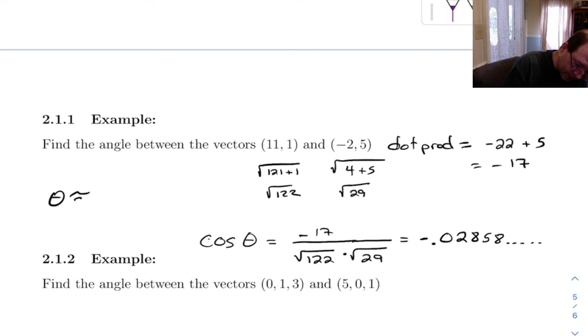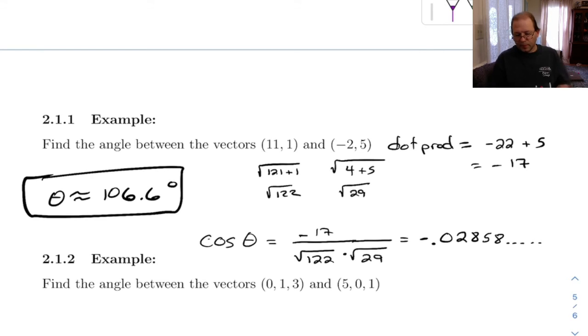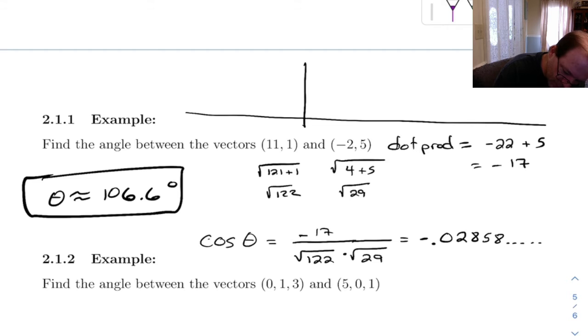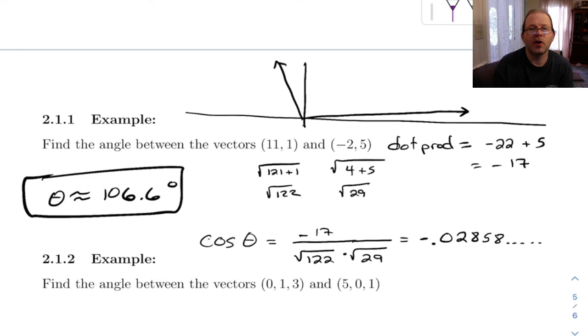Theta is approximately 106.6 degrees. And if we were to graph this, we could graph it really carefully, but I'm not going to. 11, 1 is going to stick out over here. And negative 2, 5 is going to stick out up here. And so just drawing it roughly to scale, this angle does look a little bit bigger than 90 degrees. So it works out.